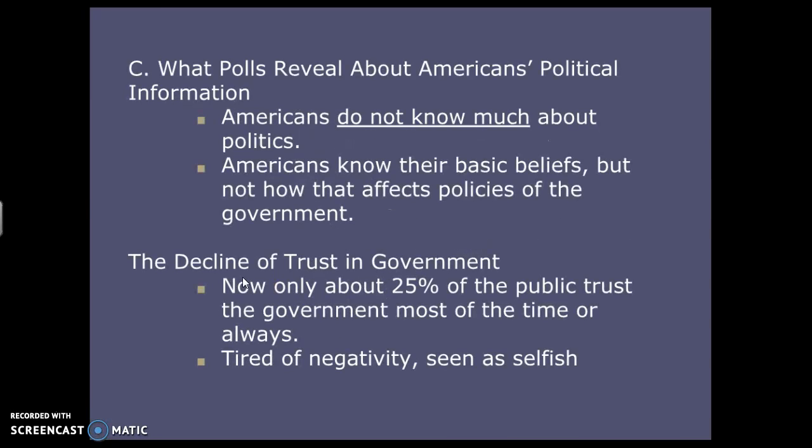A couple of things that polls reveal about American politics: Americans don't know much about politics. They know what they believe, but not necessarily how those beliefs affect the policies of government. The other thing that we learn from polls is that people don't trust the government. Only about 25% of the people actually trust the government. And the other thing we learn from polls is that we don't like the negativity. We are tired of negativity in government. That is never a good thing.